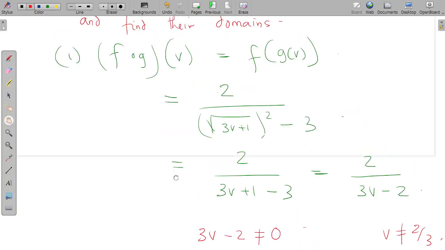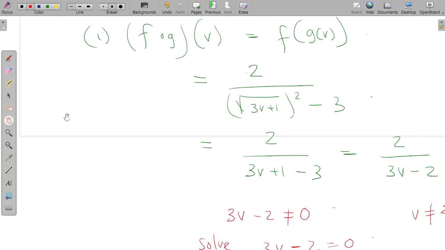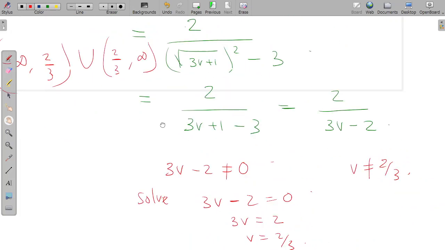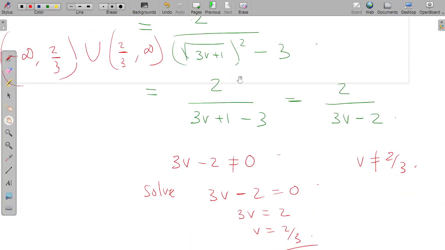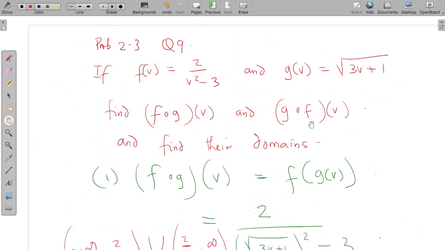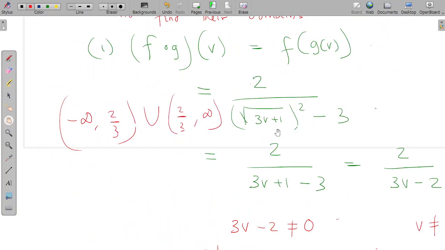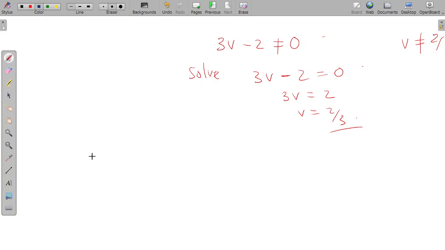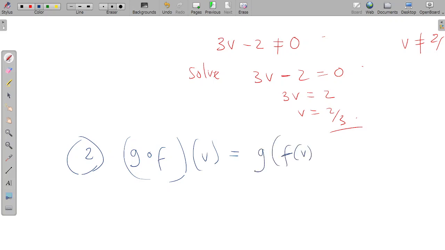So the domain of this function is now negative infinity to 2 over 3 union 2 over 3 to positive infinity. So that is the domain of that function. Okay, the second one, we are putting f inside g. We are putting f inside g. So we have number 2, g composite f of v, which is the same thing as g of f of v.